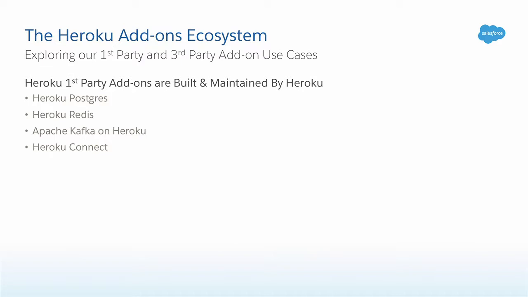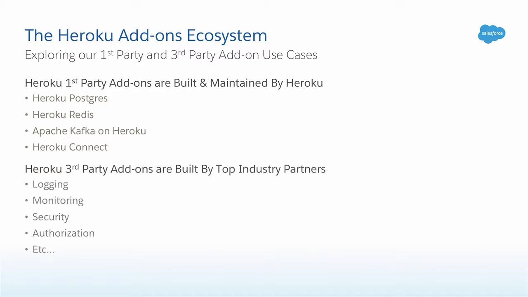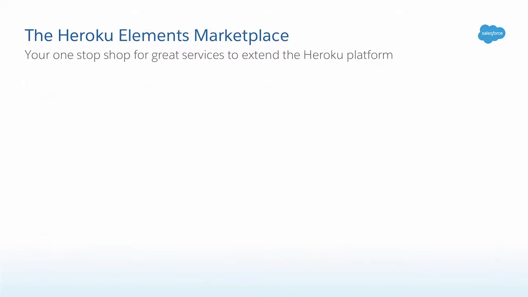We have Apache Kafka on Heroku, which is a distributed messaging service solution for managing events with the Heroku developer experience. And finally, there's Heroku Connect, which allows you to build Heroku applications that share data with your Salesforce organizations and deployments at scale. In addition to our first-party offerings, there are a ton of third-party offerings from logging to monitoring, security, authorization. As I mentioned, we have over 170 in our marketplace.